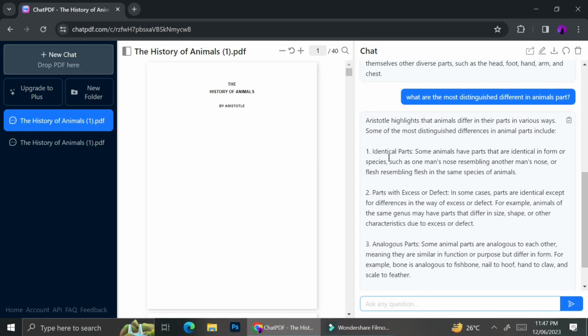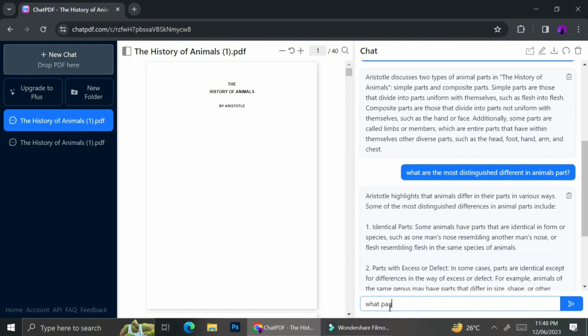I ask. Now, if you're unsure whether the answer that they provided is actually true or not, you can ask some specific questions. For example, now I am going to ask something that has to include the page of the actual PDF. Here I'm asking, which page does the animal part described the most?